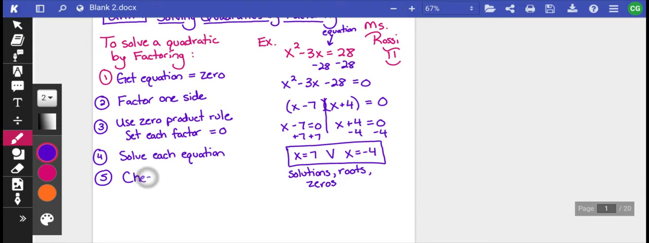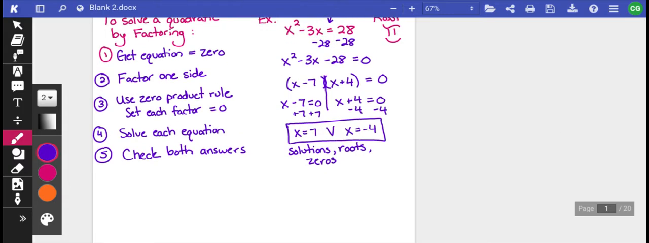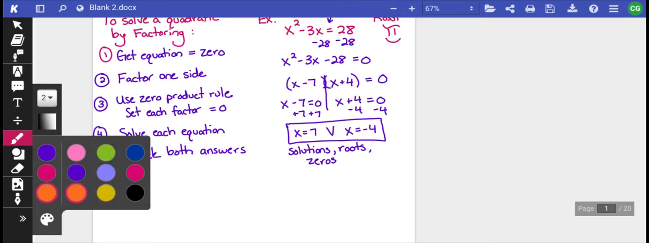Now, step 5 would be to check both answers. To check, I would take them and plug them in. If I did 7 squared minus 3 times 7, so 49 minus 21 will give me 28. If I square negative 4, I get 16. 16 plus 12, also giving me 28. All right, so let's try another example.